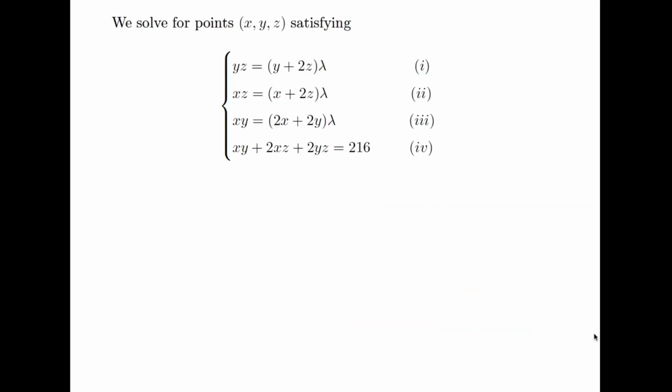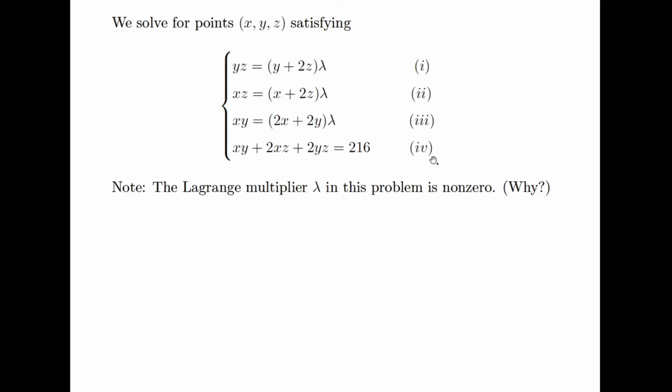Now we have this system of equations. Note that the first three equations came from the gradient of f being equal to lambda times the gradient of g. That is, this part is the partial derivative of f with respect to x equals the partial derivative of g with respect to x times lambda. This is the partial derivative of f with respect to y equals the partial derivative of g with respect to y times lambda. And this part is the partial derivative of f with respect to z equals the partial derivative of g with respect to z times lambda. And the fourth equation is the constraint.